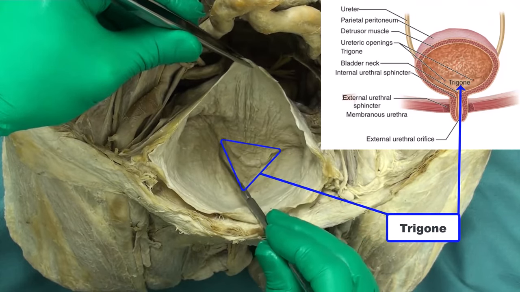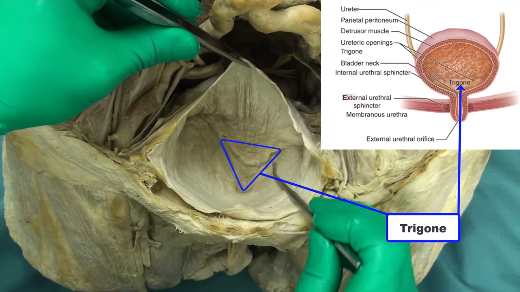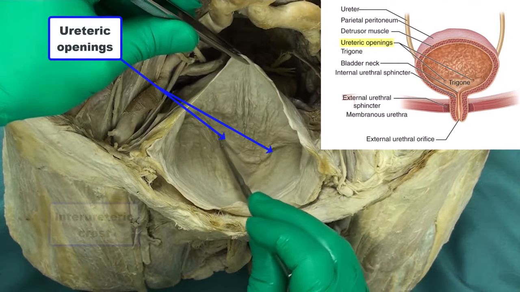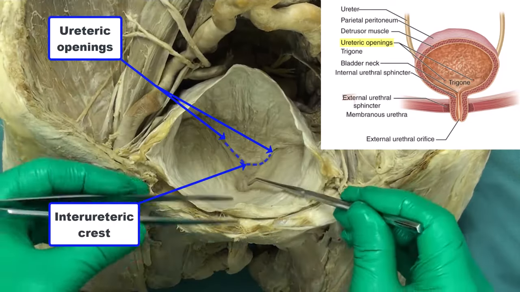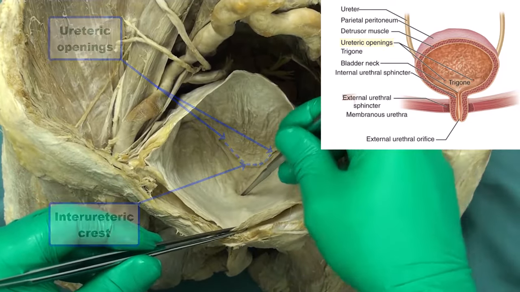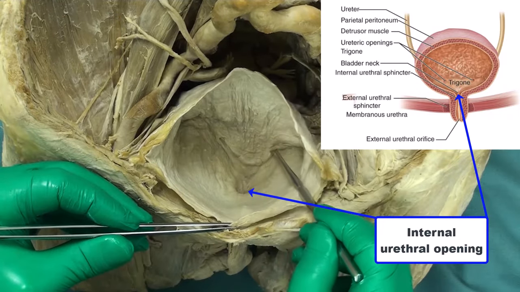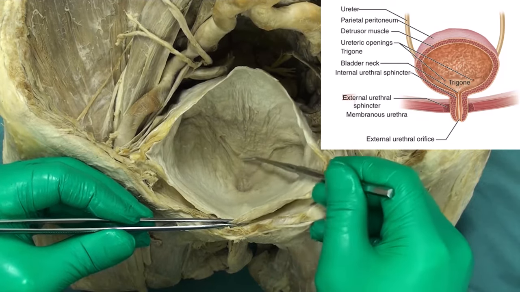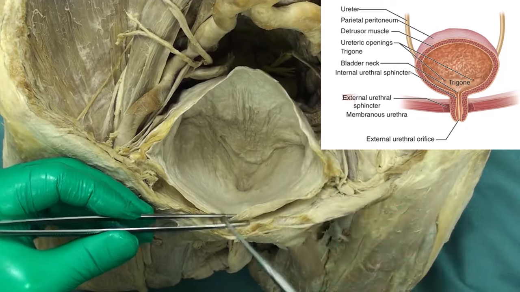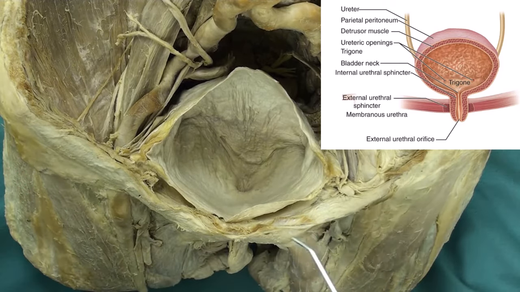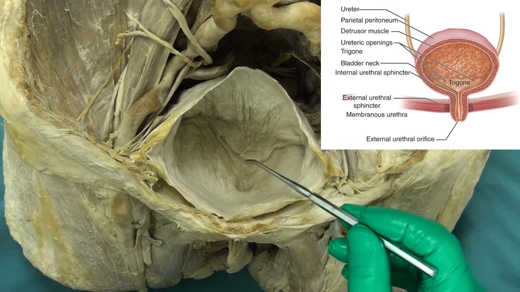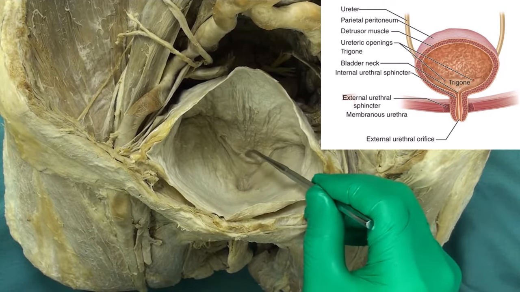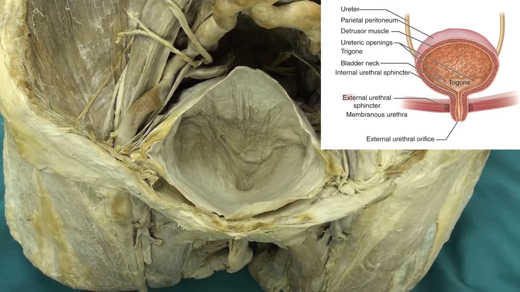The angles of the trigone are made by the entrance of the ureters, one here, one there, and down here is the opening of the urethra. The urinary trigone is located between these three openings. The mucous membrane here is smooth, whereas the rest of the bladder, as I said, has folds. And it is good to know from the embryology perspective that the trigone is derived from mesoderm, whereas the rest of the bladder is derived from endoderm.